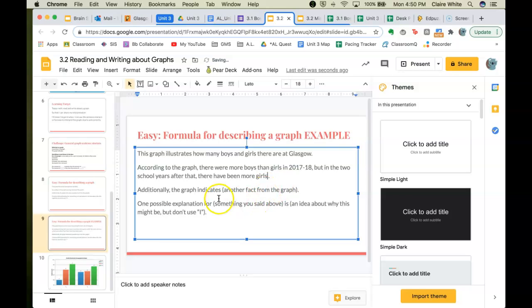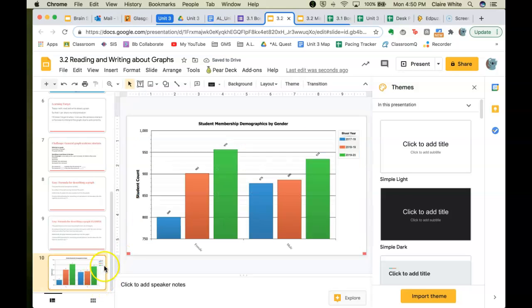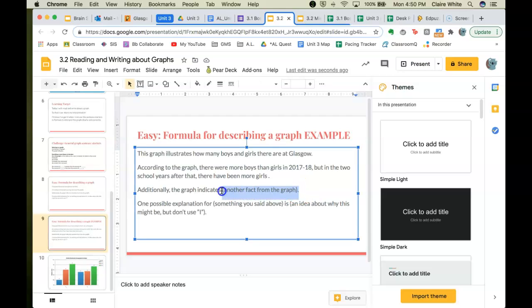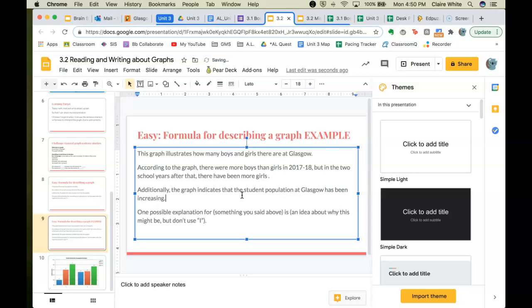Additionally, the graph indicates, okay, I need to figure out another fact. Something that I noticed is that every year these numbers are getting bigger. So that shows me that the population of Glasgow is growing. Indicates that the student population, that's just how many people at Glasgow, has been increasing or growing.